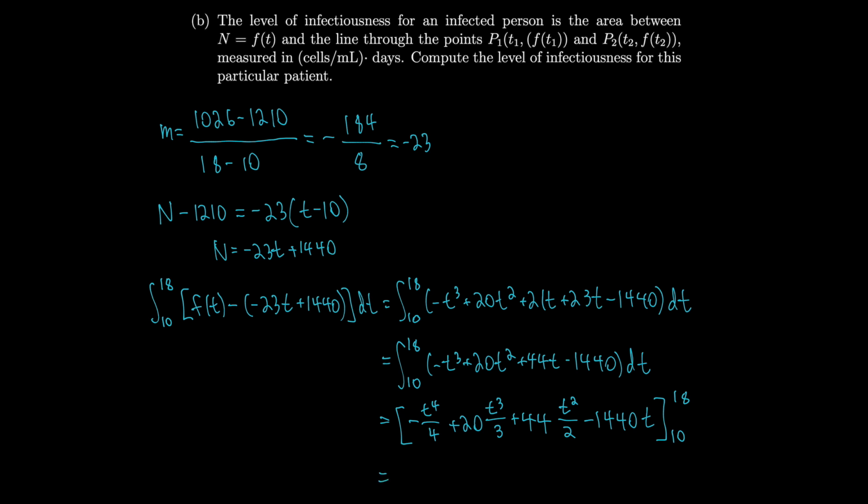So that equals negative 6156 minus 8033 and 1/3, which is about 1877 cells per milliliter days.